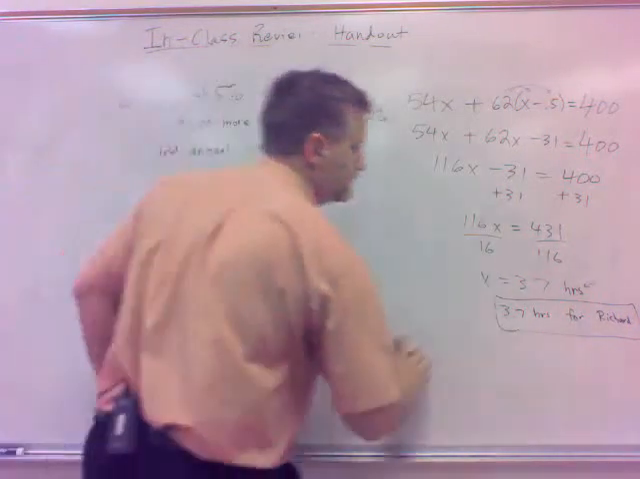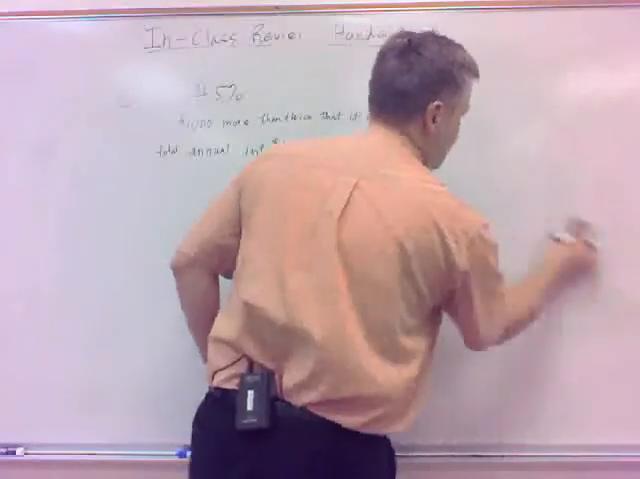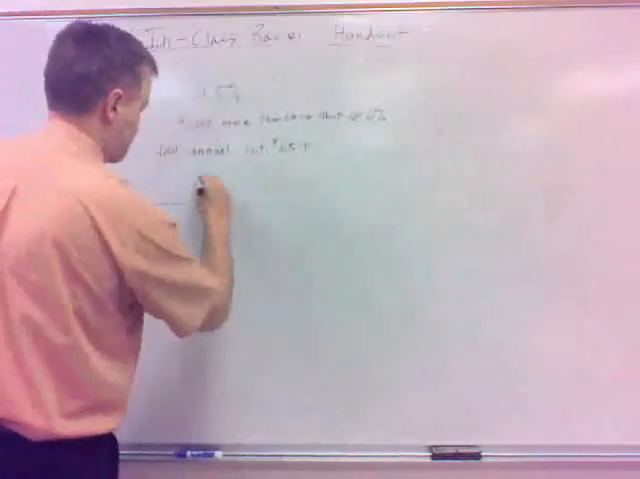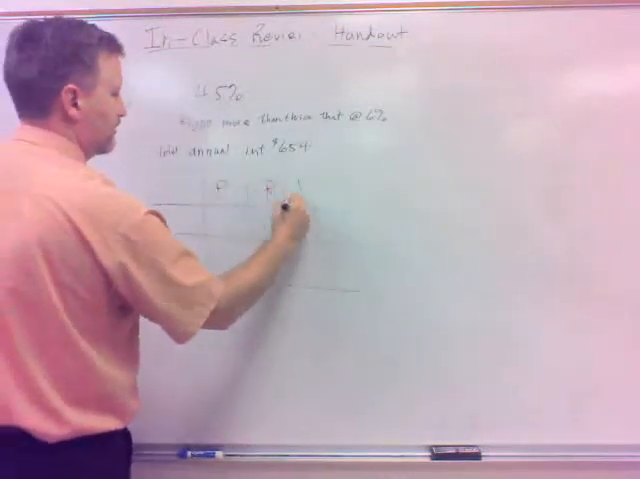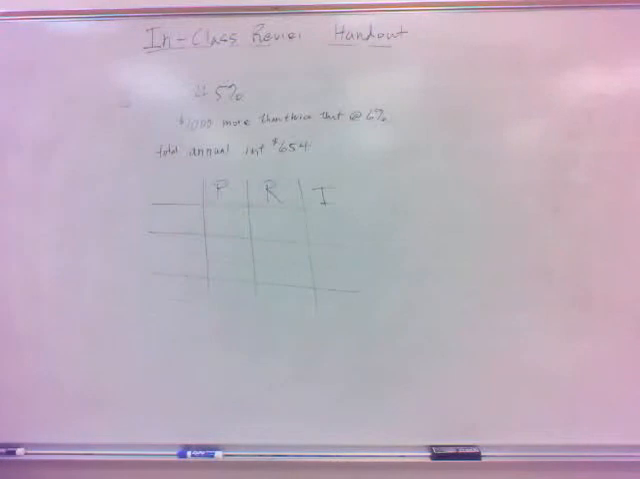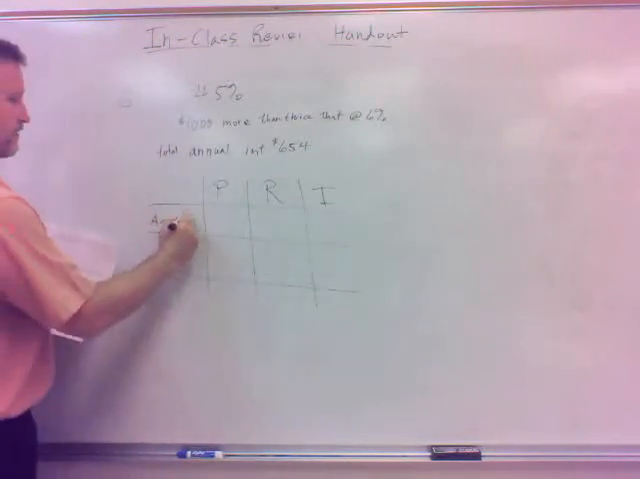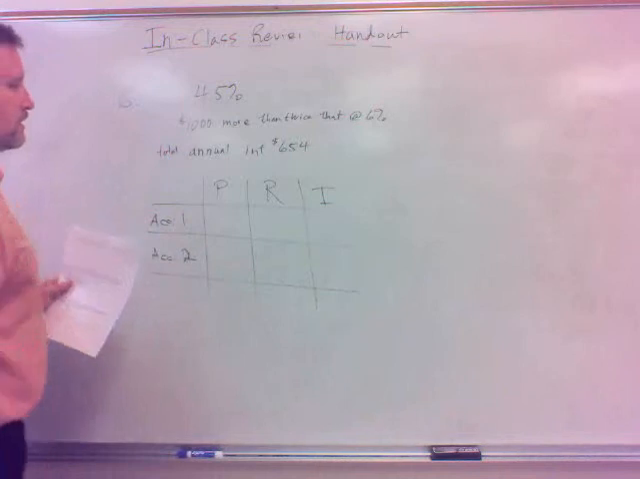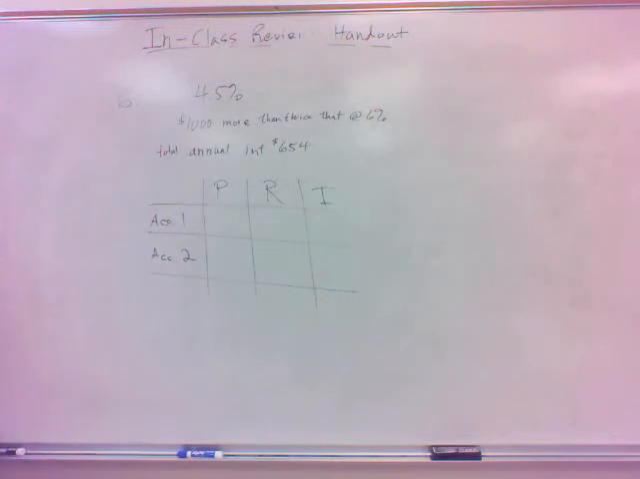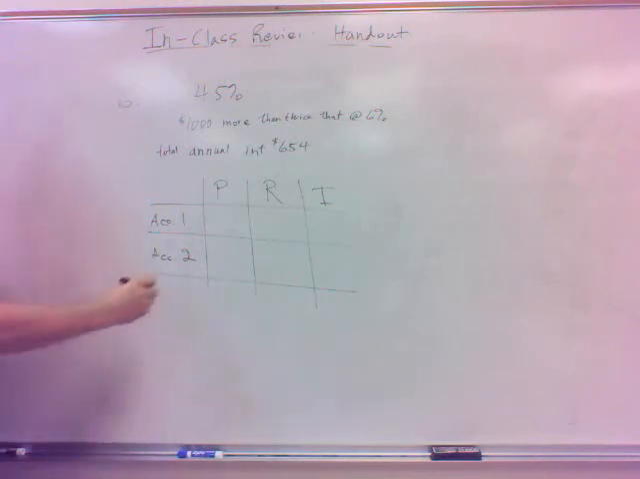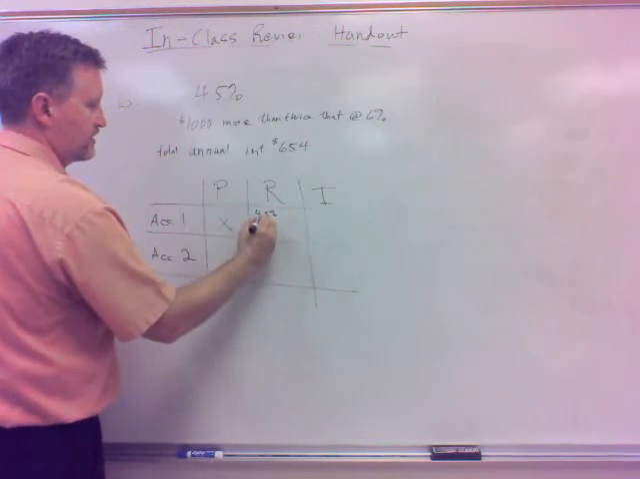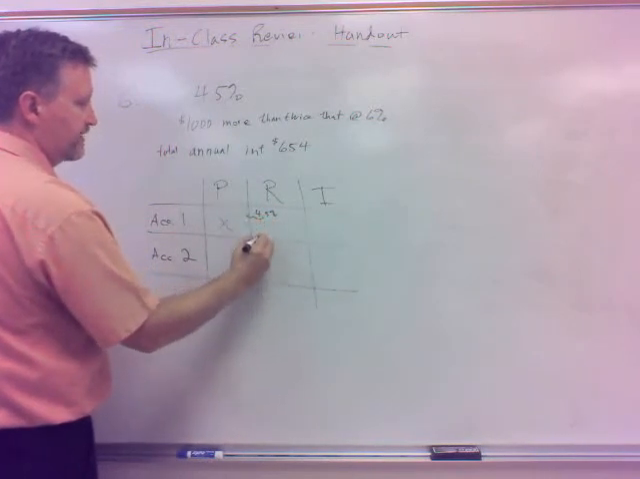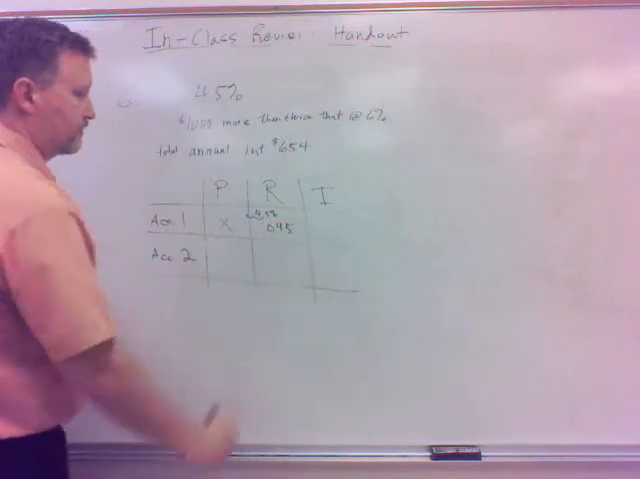Basics of it. Well, we did a PRI table, didn't we? PRI, yeah. Principal, then rate, then interest table for my two accounts, account 1, account 2. Principal just meaning the amount in each account. How much principal is in the first account? I don't know. Okay, that's one of the unknowns. The rate is 4.5%. Now that needs to be changed by moving the decimal 2 places. That's 0.045, isn't it? The rate is 0.045.